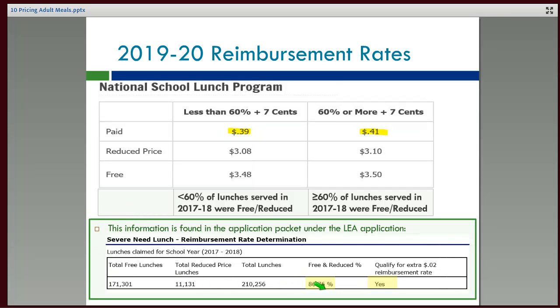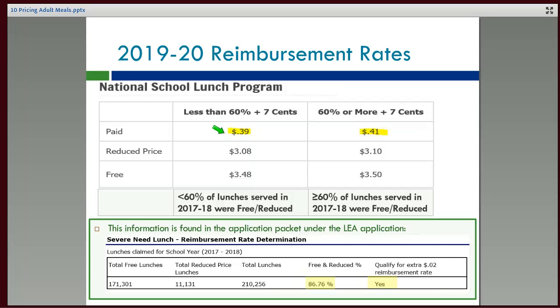So in this example district, 86.76% of their lunches were free and reduced in 17-18. And so it tells them right here that they qualify for that extra 2-cent reimbursement rate. So this year they'll be getting 41 cents for their paid reimbursement. If it was less than 60%, then they would be getting 39 cents for the paid reimbursement.